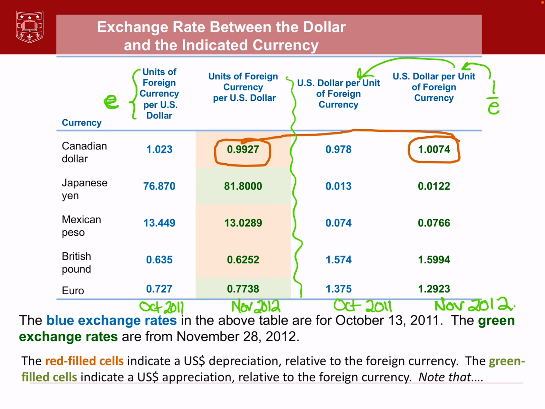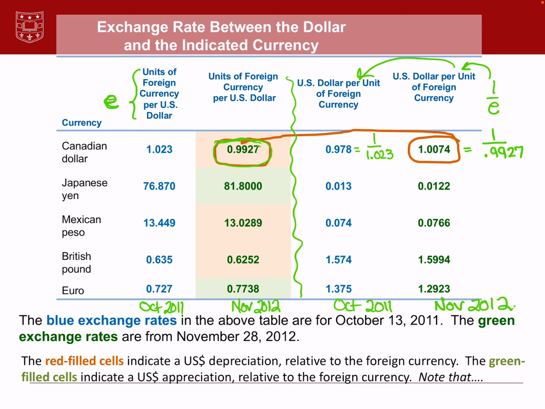And if you take the reciprocal, so in this particular case, the reciprocal of 0.9927, so not yen, Canadian dollars, this is equal to 1 over 0.9927. And you can verify that there might be some rounding, but that's what's happening in the right-hand most two columns. So this number would be 1 over 1.023, for instance. So what can you observe?